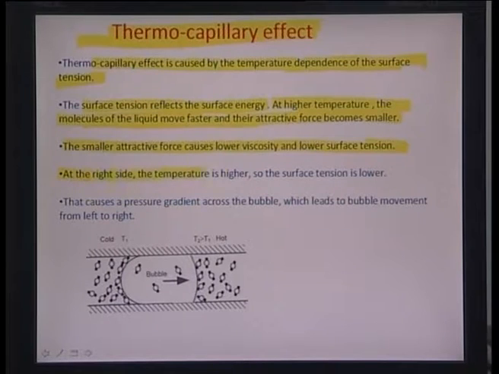At the right side, in this particular instance, say the temperature is hot, as you can see. So this T2 here is much more than T1, which is the colder side. So the surface tension is lower here, and this causes a pressure gradient across the bubble which leads the bubble to move from left to right. So the bubble actually starts moving in this direction towards the hotter side because of the low surface tension.